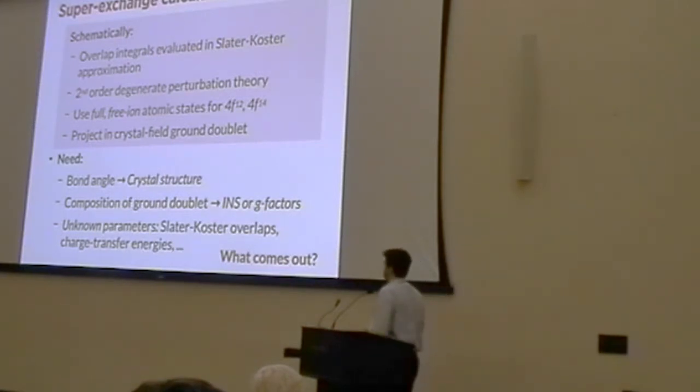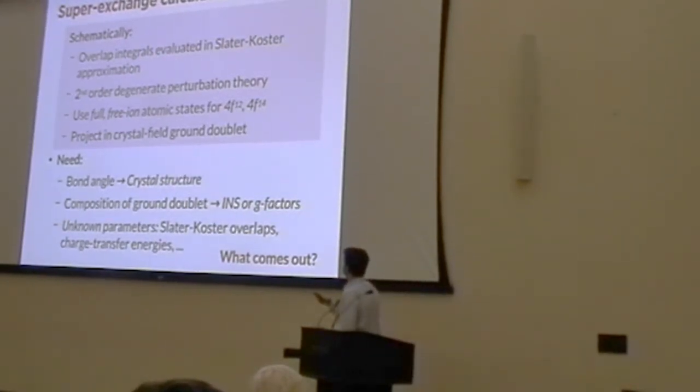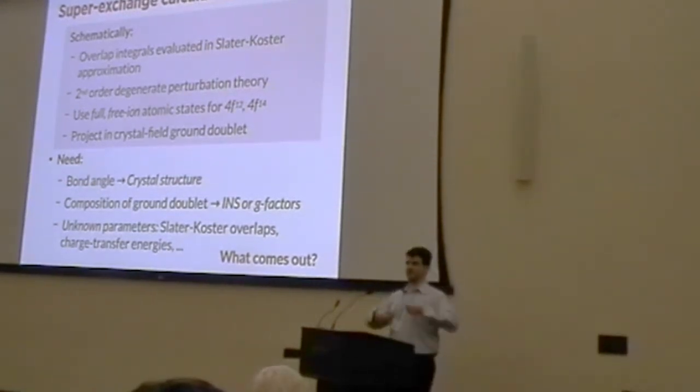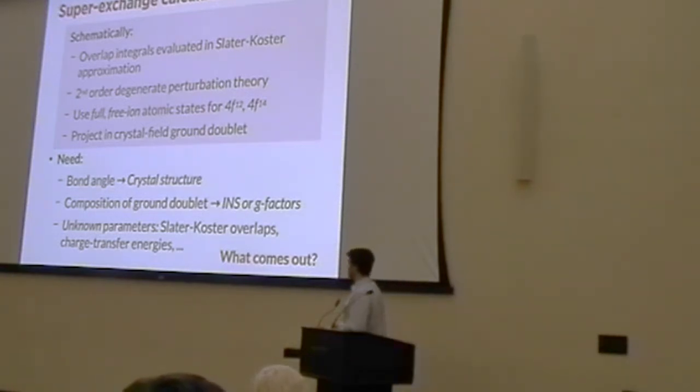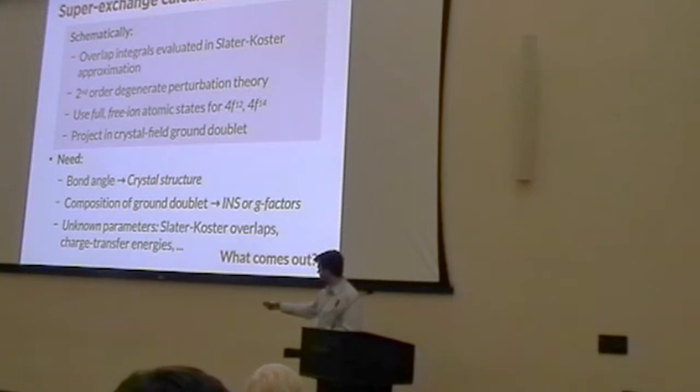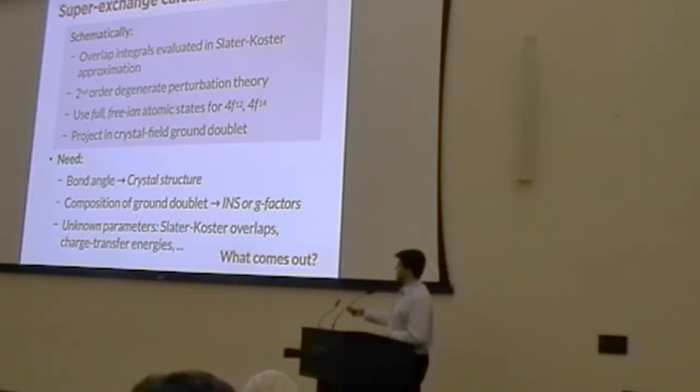A little more practically, what you need is some kind of estimate of overlap integrals. That is, the 4f ion overlaps with its neighboring ligand, which has an overlap with the neighboring 4f ion. You carry out the perturbation theory using the full free ion atomic states for the 4f^12 and 4f^14 states, and you take that and project it into this low-energy manifold. So what you need, basically, is the geometry of the bond, so you need the crystal structure.